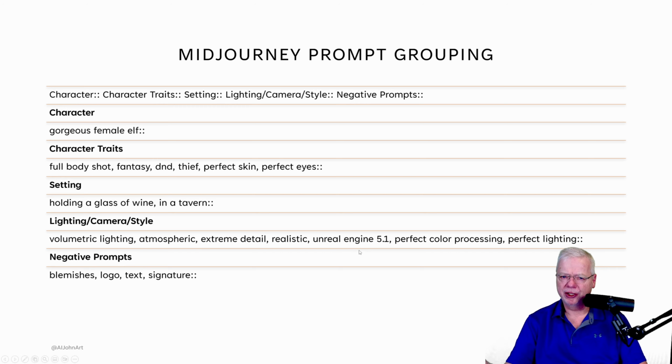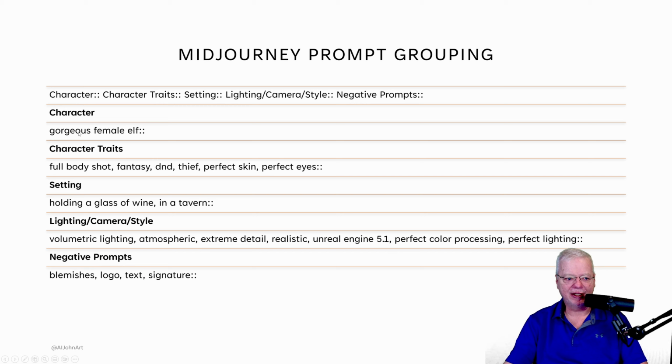This is a rendering engine that they use for games. Because I didn't want this to be a photograph, I wanted something that was fairly realistic, but not 100% realistic, because Midjourney doesn't know how to understand realistic elves. Who knew? Also on here, I have color processing and lighting. And then for my negative prompts, again, blemishes, logo, text, and signature.